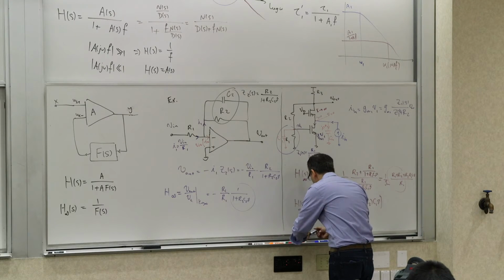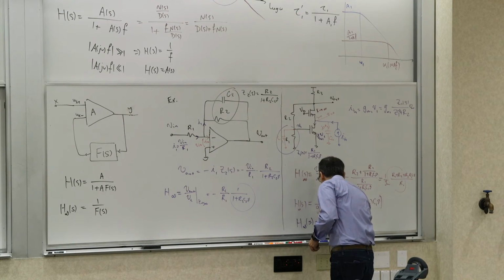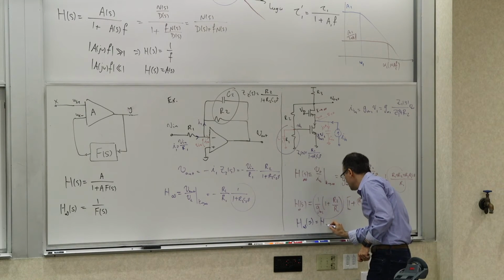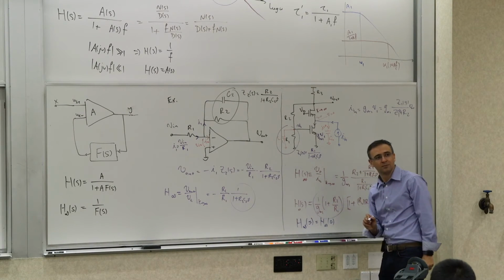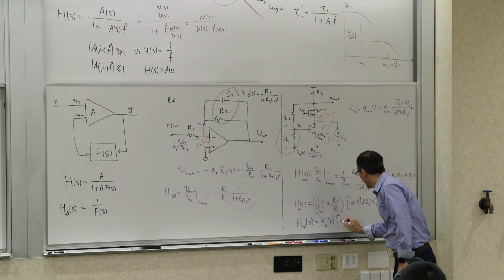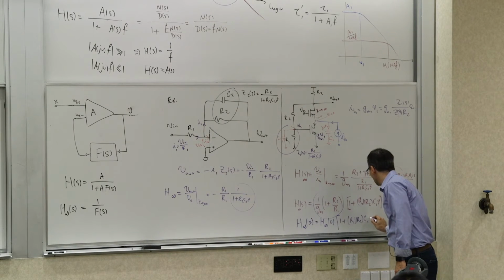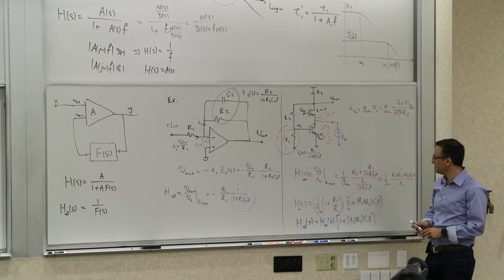So now let's rewrite this whole thing slightly differently. I would write it as H infinity of S. This thing is what H infinity of 0 was before, right? When we calculated this. Times 1 plus R1 parallel R2 C1S. So what happened?